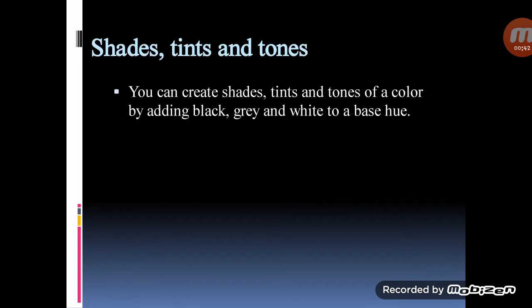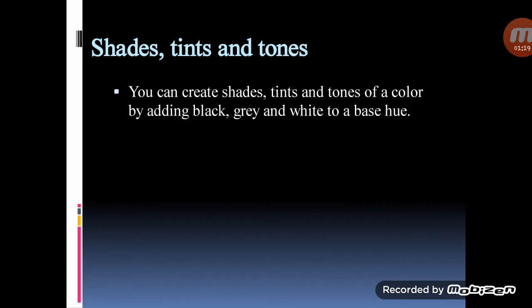Value in art is essentially how light or dark something is on a scale of white to black, with white being the highest value and black being the lowest value. On the other hand, you could have many different values of the same hue. These are called tints and shades. You can produce tints of a color by adding white and shades by adding black.